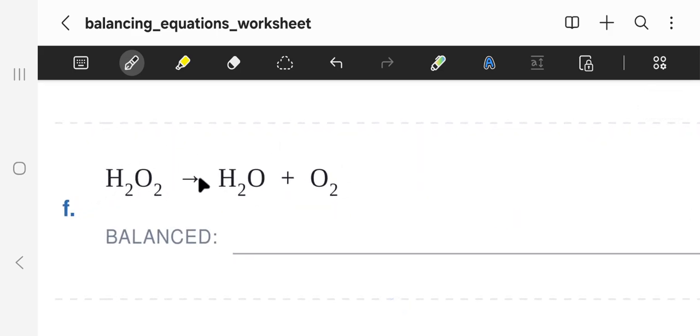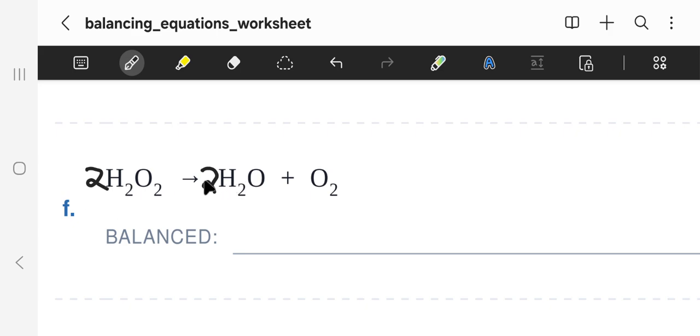For F, I have 2 hydrogens, no problem. But look at the oxygens. I have 2 oxygens on the left, but I have 3 oxygens on the right. How am I gonna get them to balance? All I have to do, guys, is to add a 2 here. If I add a 2 here, you will see that I'm gonna have 2 times 2 hydrogens. That's 4 hydrogens that I have now. So this means I would also have to add to this side, so that I can also have 4 hydrogens.